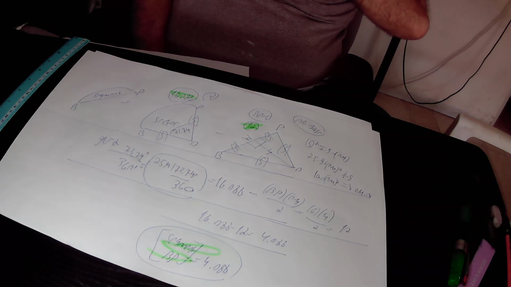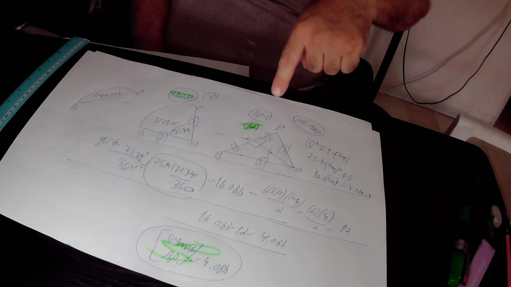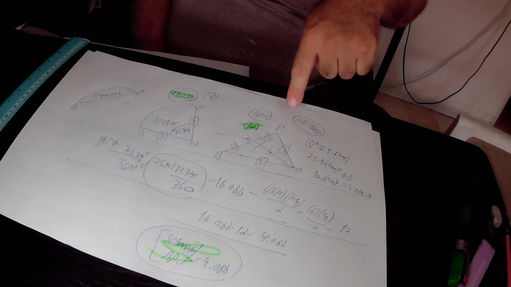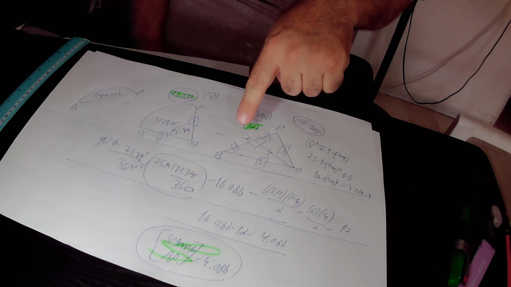And remember the rule that the perpendicular to the base of an isosceles triangle bisects the base. So the perpendicular OM bisects the base PB. PB is 6, therefore each half must be equal to 3. The first half is PM, that is 3, and the second half is MB, that is 3.